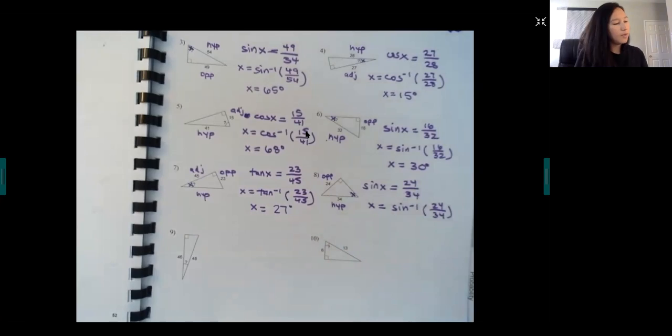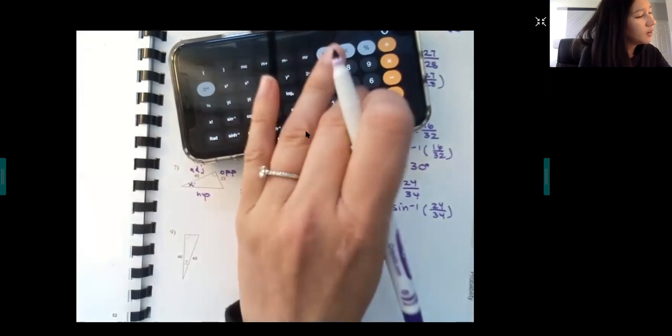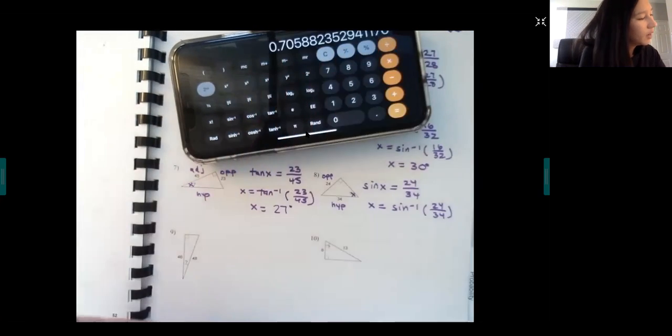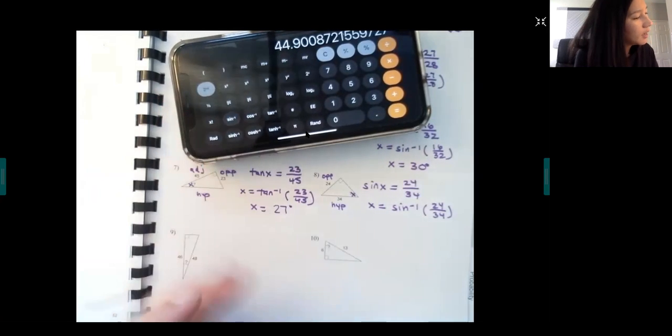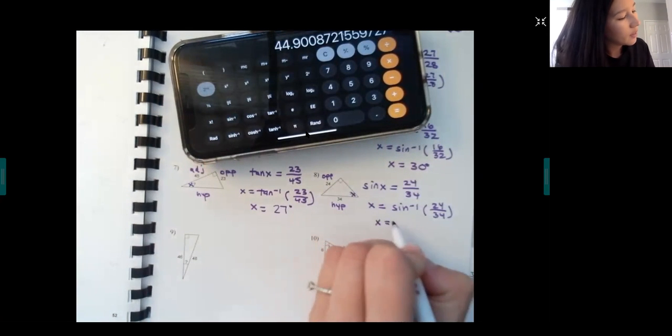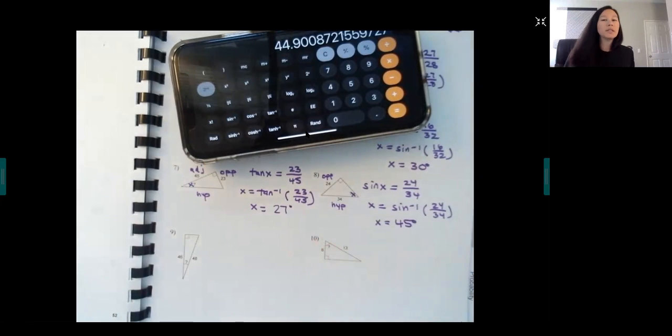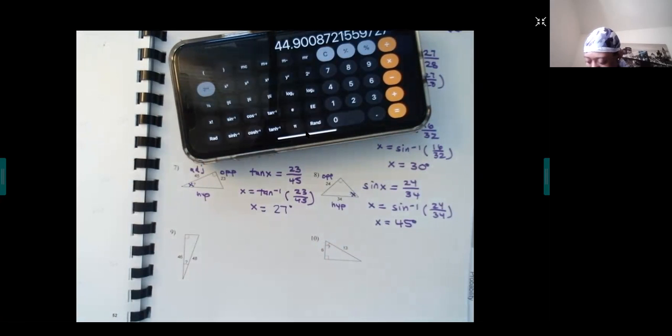Okay, and then we'll put that in our calculator, 24 over 34, and then take the inverse sine. And so that angle is 45 degrees. Yep, dumb moment for Jaden. Yep, that's what we're going to say.